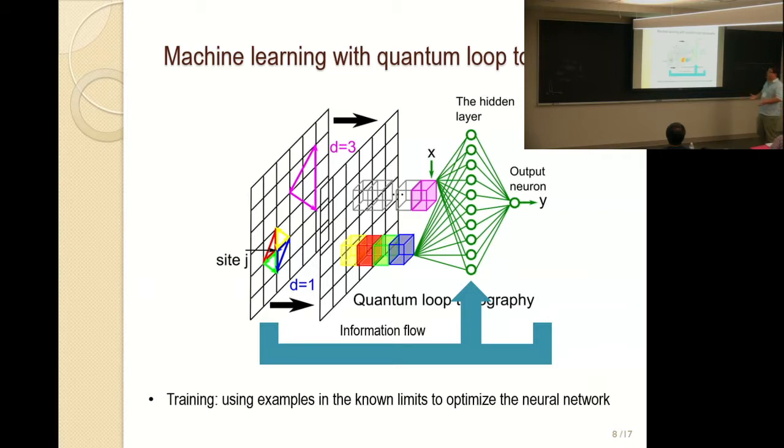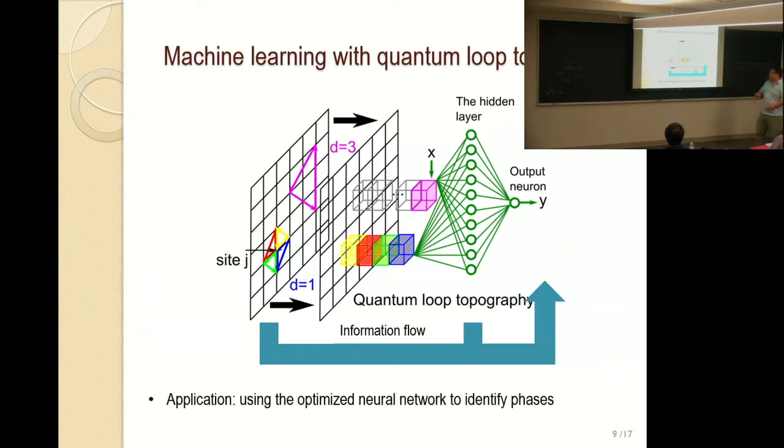We first train a neural network with examples that we are comfortable with, for example, exactly solvable models or models with large gap limits where we have certainty about their topological or trivial nature. Once that is done, we can invert the direction of the information flow for some intermediate value of the model where we do not have a comfortable small parameter. We just input the quantum state and treat it with this operator that we call quantum loop topography, and the neural network will process the information and tell you an output regarding the topological nature of the state.